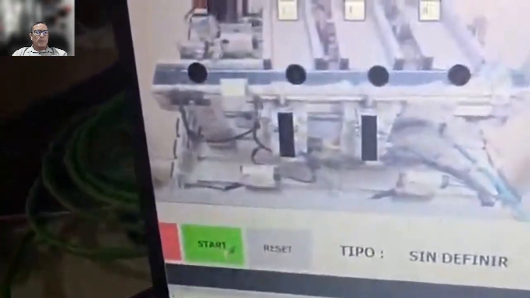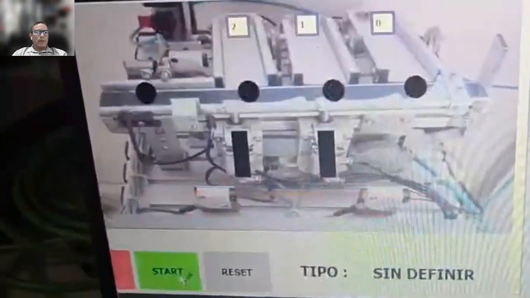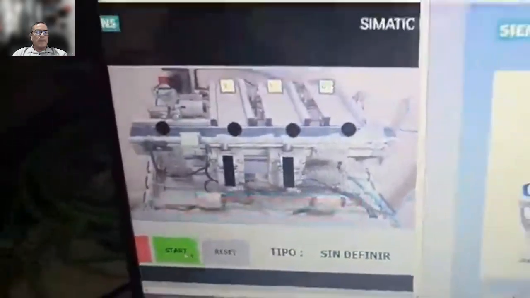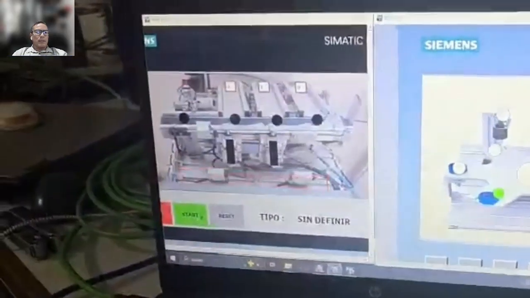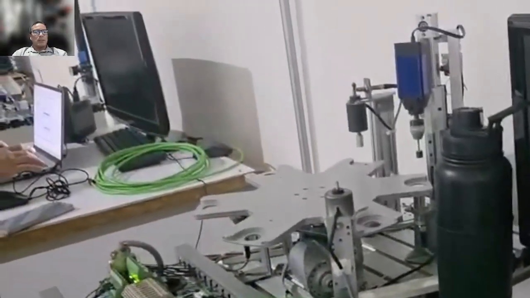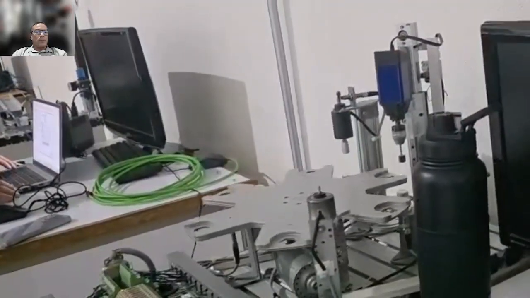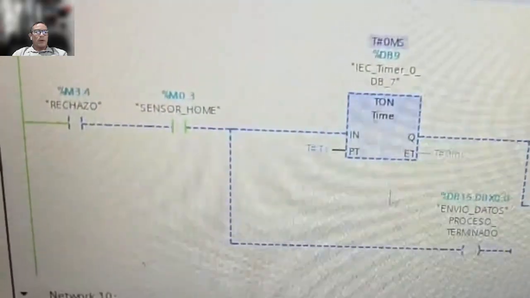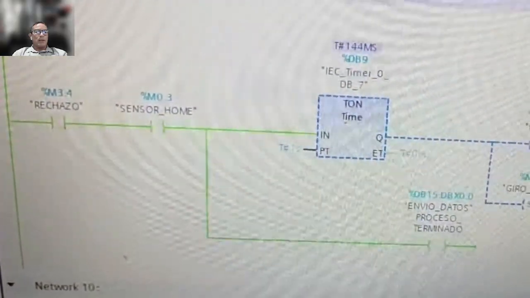Here we can observe the operation of the conveyor, sensors, and different sections of the system. The communication between both cells allows the manufacturing process to be completed automatically. We can also monitor the status of the process and verify the operation of the system in real time.